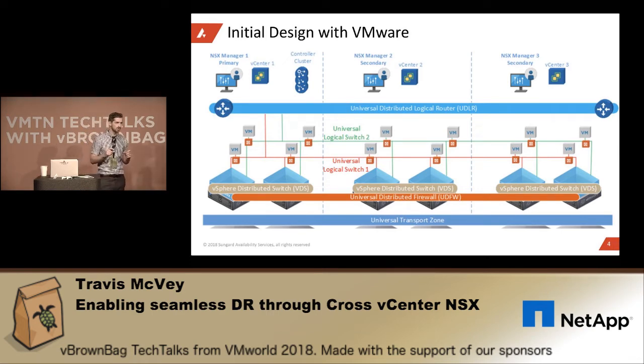It's limited to 8 vCenters with NSX-V. And what's great about it is we have this one universal transport zone. And if I create a switch at one vCenter, it's replicated all the way through the other ones, up to 8 sites. Now there's a caveat to that. I can't go into NSX Manager 2 or 3 in this example and create that logical switch. I have to do it from the primary.